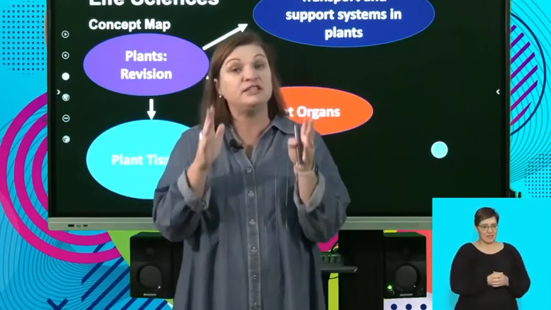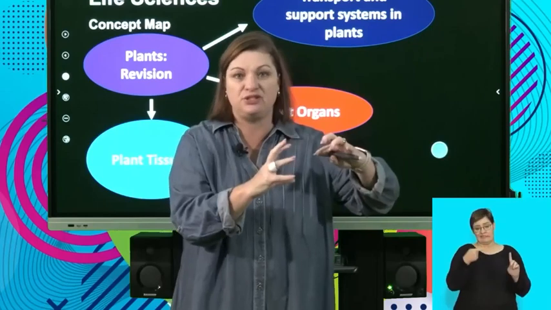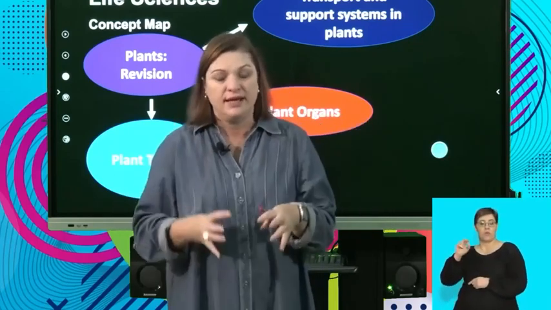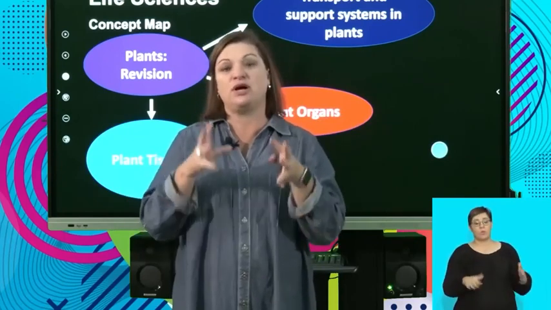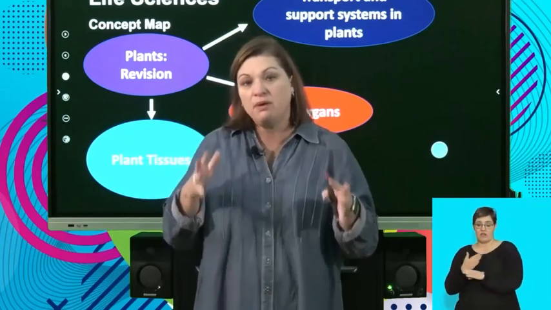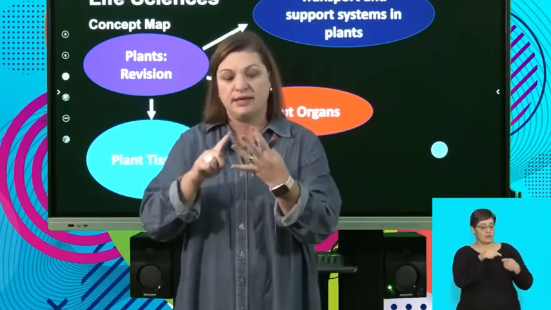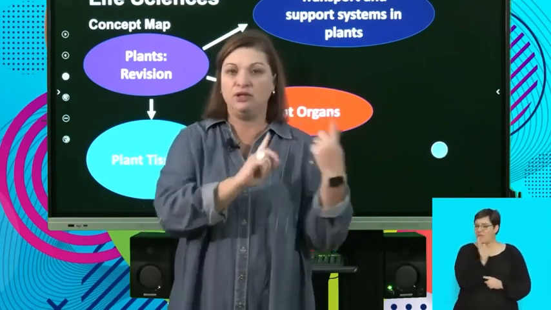Right, so we've looked at plant tissue. Now we're going to take those tissues and put them into plant organs. I cannot stress the importance between structure and function. What is a plant organ? The plant organs we're going to look at are the roots, a stem, and a leaf. We're not going to look at the flower. The flower you look at later.